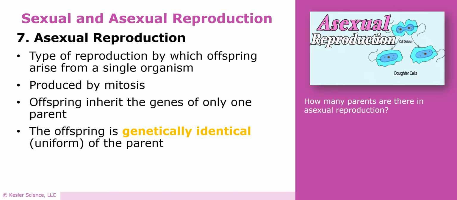Offspring inherit the genes of only one parent, which means all of the offspring are identical. They are uniform in their genetic makeup. They are all the exact same as the parent. Sometimes mutations can occur, which would lead to a small amount of genetic variety. For the most part, cells produced by mitosis are genetically identical to the parent cell.